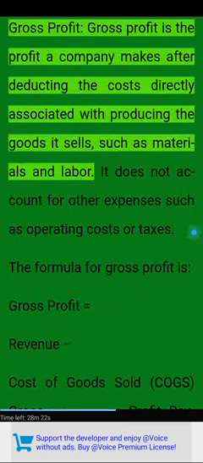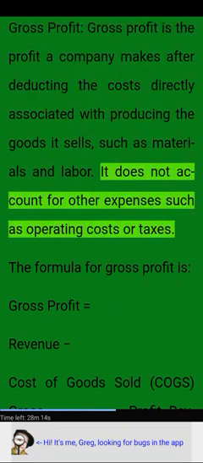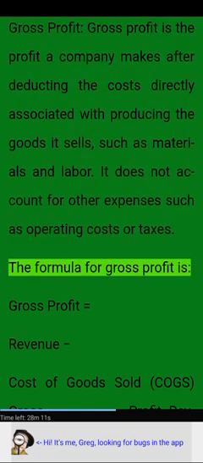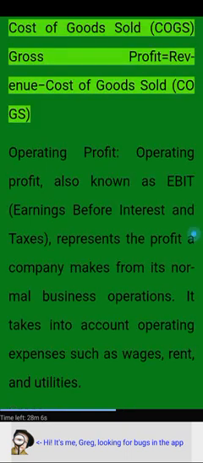2. Types of profit. Gross profit. Gross profit is the profit a company makes after deducting the costs directly associated with producing the goods it sells, such as materials and labor. It does not account for other expenses such as operating costs or taxes. The formula for gross profit is gross profit equals revenue minus cost of goods sold, COGS.